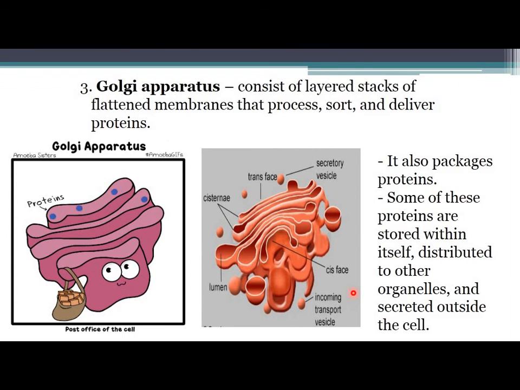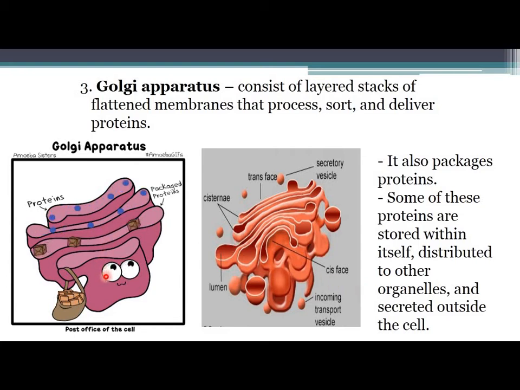And then number 3, we have here Golgi apparatus. So Golgi apparatus, it consists of layered stacks of flattened membranes that process, sort, and deliver proteins. So siya yung nagpa-process, nagso-sort, at nagdi-deliver ng mga protina. So it also packages proteins. And some of these proteins are stored within itself. So, maraming protein dyan sa loob mismo nitong Golgi apparatus.